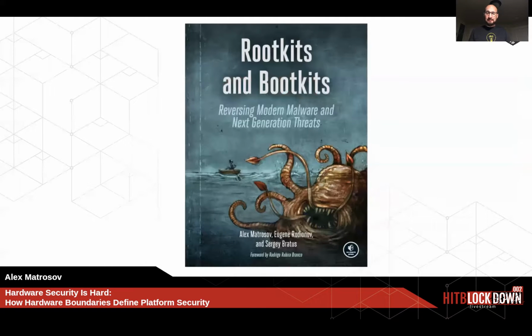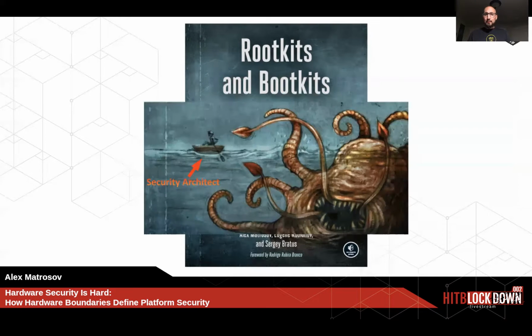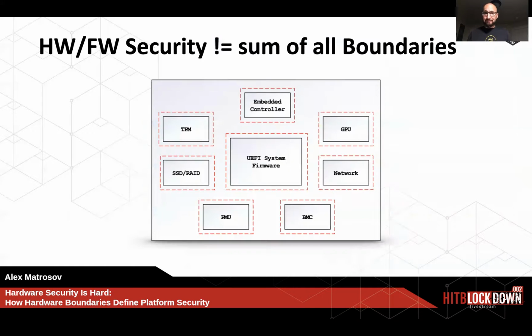It's really hard. I talked a bit about persistent threats in my book, but today it's not about that. So I really like this picture, which basically shows a cracker trying to attack this guy in the boat. And I would say it is kind of a joke about security architects, because security architects don't really understand what persistent threats in hardware or firmware mean, and usually they make a lot of mistakes in threat modeling for this kind of threat.